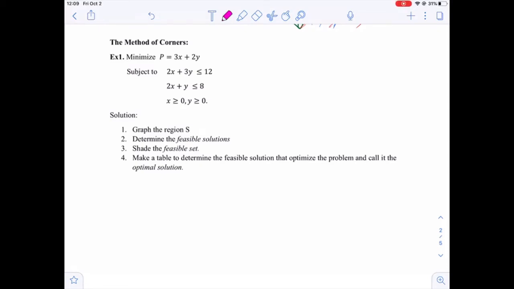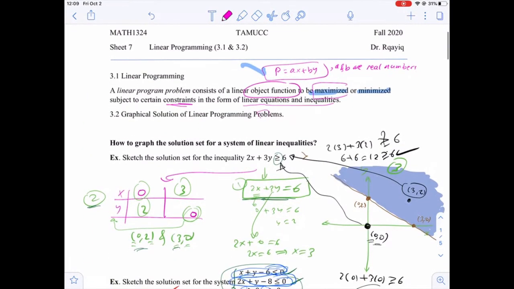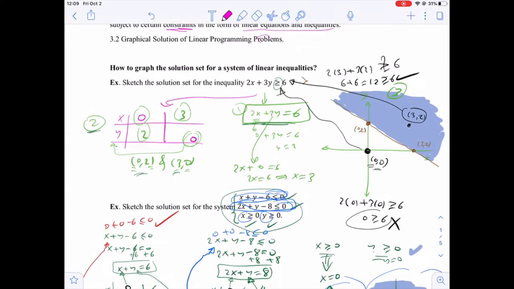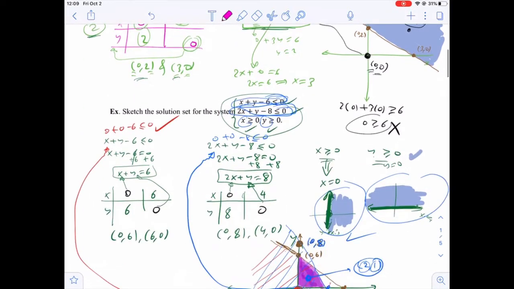Last time we started talking about linear programming, and we described the linear program and gave some examples on how to solve inequalities first to determine the region that satisfies the solution set of an inequality of two variables, x and y. And we solved some other set of inequalities. For example, here, 4 inequalities with 2 variables.